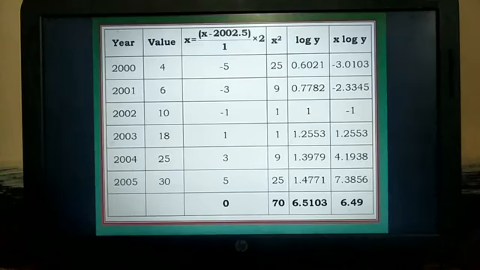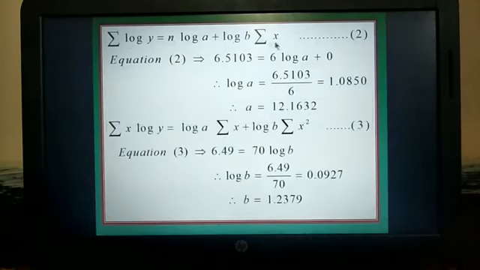Further, it can be substituted in the main equation, the constants calculated. Okay, let's substitute these calculated values in the normal equation. So what was the normal equation? The first normal equation, which we had given as equation number 2: sum of log y is equal to n log a plus log b summation of x.